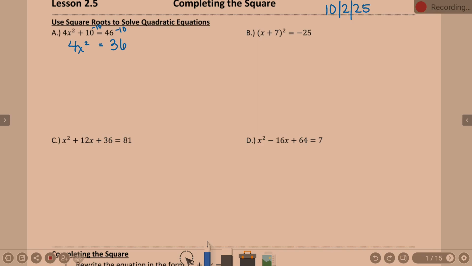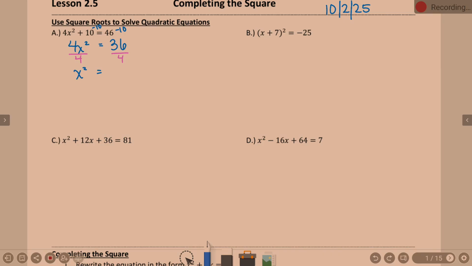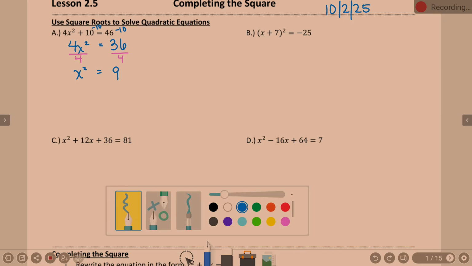Based on what we talked about yesterday, what's the next step I'm going to recommend? Divide by 4, right? Get that x squared by itself. So divide by 4. Then I have x squared equals 36 divided by 4, which is 9. And the final step? Square root, right? If you can get it to x squared equals a number, your next step is to take the square root of both sides.